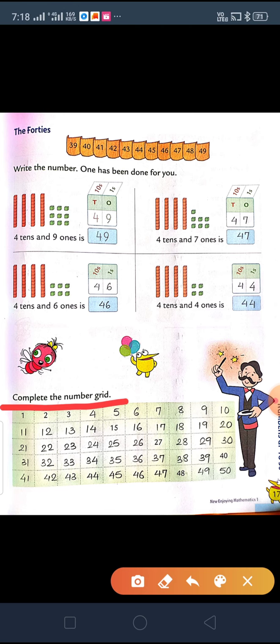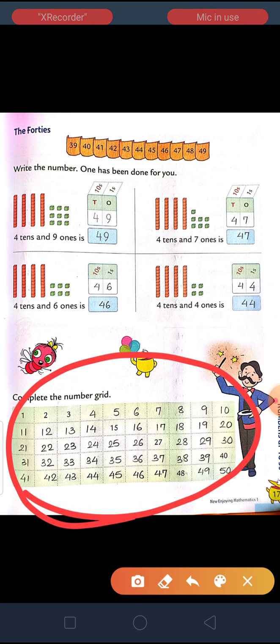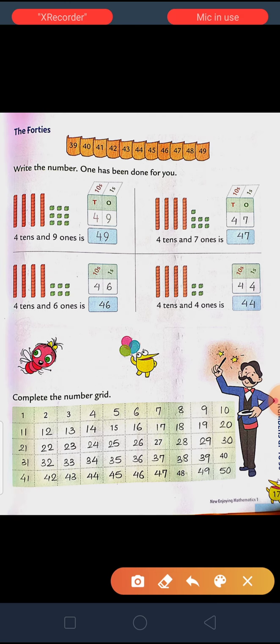Now see here what they have given. Complete the number grid. Now this is the revision, as you have already done this in pre-primary. So this is a revision for you. There are some numbers they have already given, and the other numbers you have to write and complete the grid. Now 1, 2, 3 is already given. So after 3 what comes? 4, 5, 6, 7, 8, 9, 10.